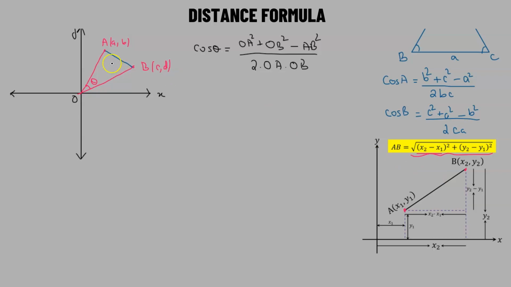So here we have to find out the lengths OA, AB and BO. So we'll use the distance formula. Let us begin.